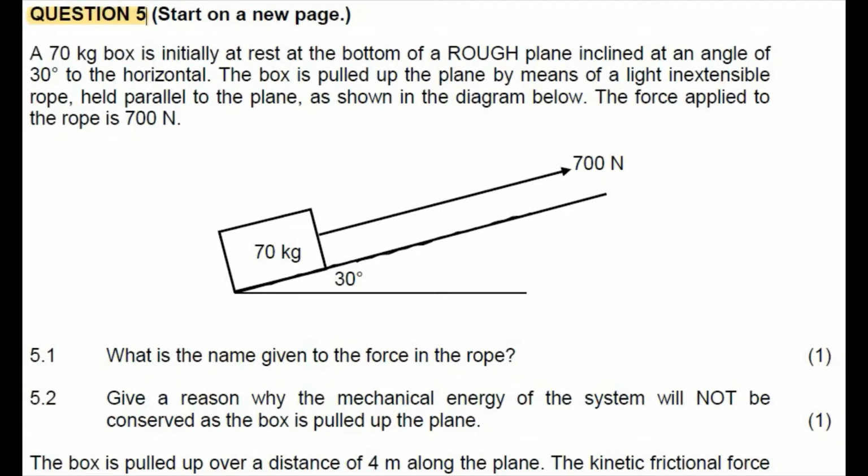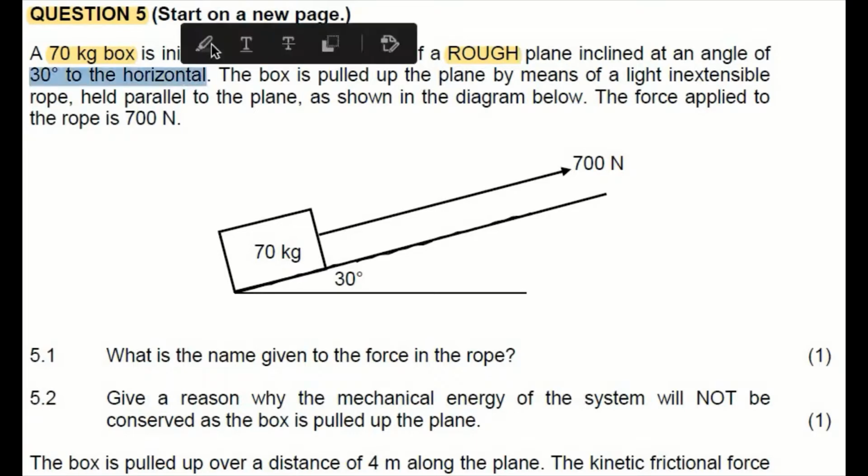So let us read through the question statement quickly, as well as the questions, before we actually get down to solving them. So they say a 70 kg box is initially at rest. If it's at rest, they mean that its initial velocity is 0. At the bottom of a rough, that's another keyword there. Rough means that you can actually see, if you look closely, that the incline, that slope of yours, is rough, meaning that there is friction. At a rough plane inclined at an angle of 30 degrees to the horizontal.